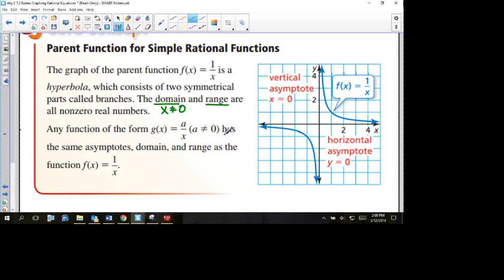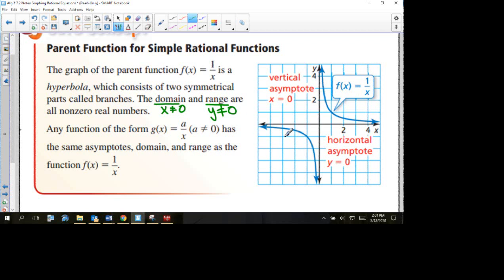And then the range, all the way to the bottom, hops over something all the way to the top. What do you think? All real numbers except 0. So y does not equal 0 is how I would say the range.